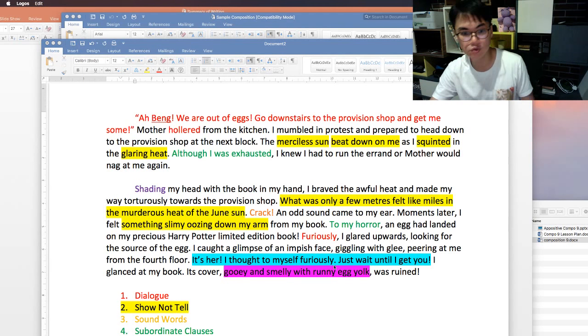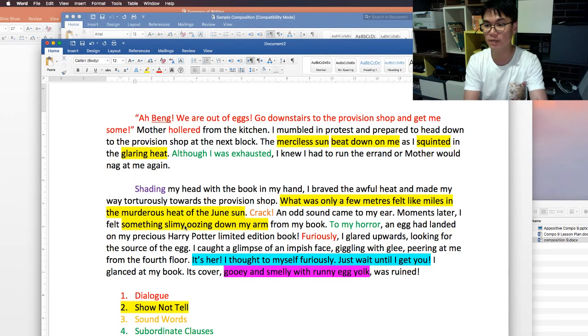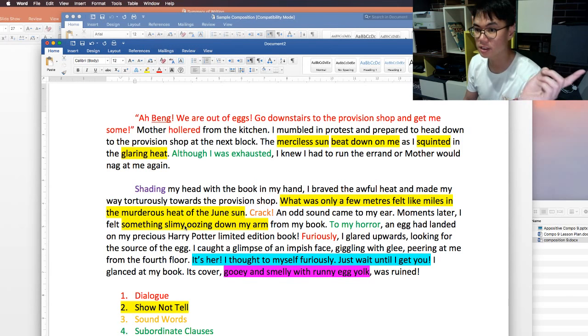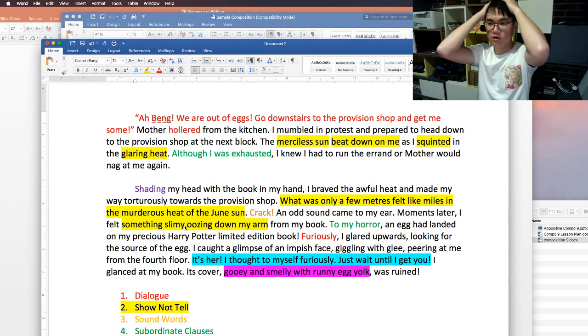Yeah, you can replace gooey with slimy, but I didn't use slimy because I used it earlier on, right? I felt something slimy oozing down my arm. So, like Megan mentioned earlier, I don't want to repeat it, okay? Thought text, wonderful, thank you. You guys have got it, okay?